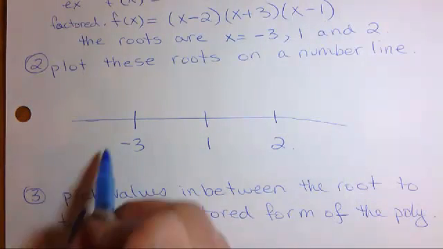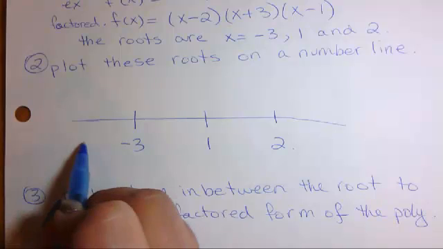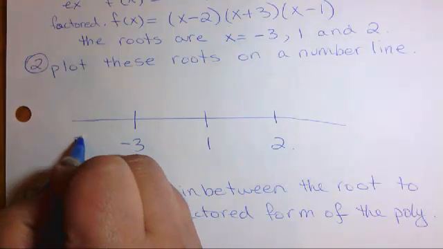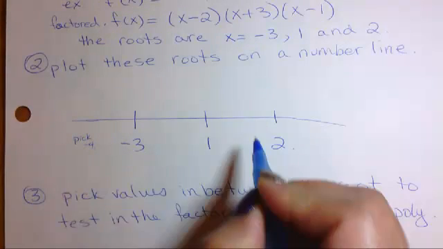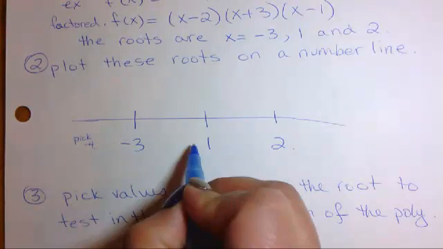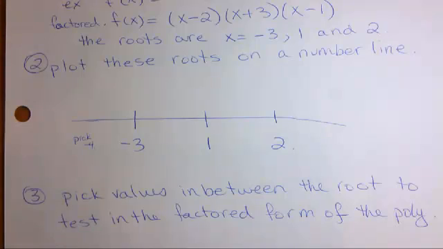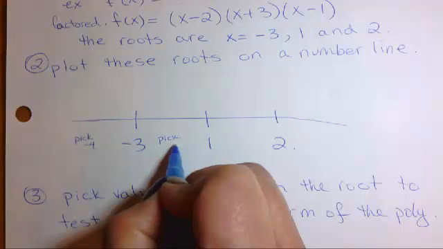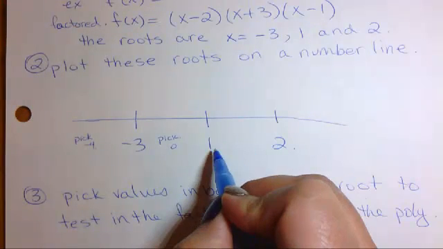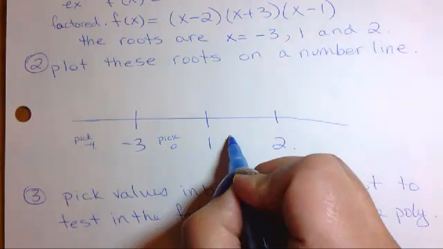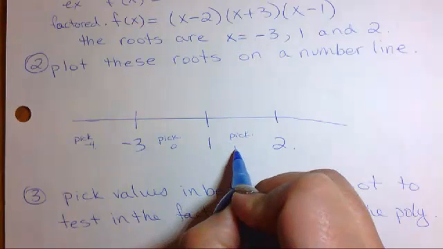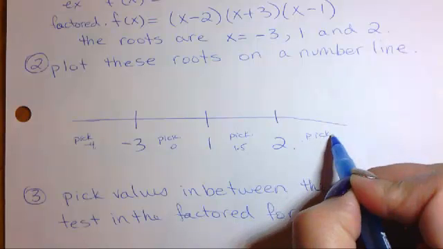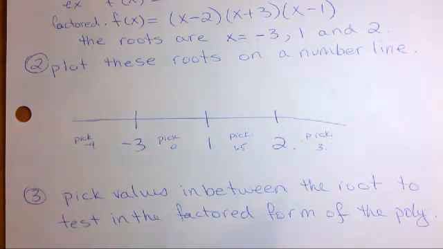Okay, so let's see, negative 3. I want to pick a value that's more negative than negative 3, so let's pick negative 4. And here you want to pick a value that's between negative 3 and 1, so let's pick a nice easy number, 0. Over here, pick a number between 1 and 2, so we'll pick something like 1.5. And then pick a number that is larger than 2, so we can just pick 3.